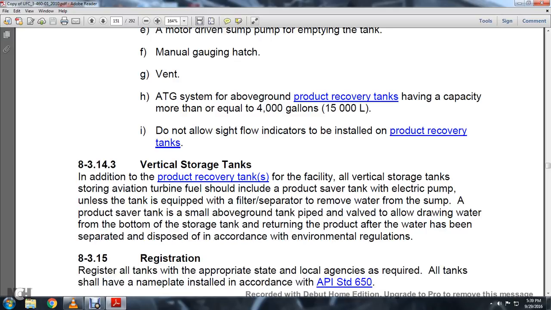83143 Vertical storage tanks. In addition to the product recovery tanks, the facility has all vertical storage tanks and storage of aviation turbine fuel included with the product saver tank with the electrical pump. Each tank is equipped with a filter separator to remove the water from the pump from the sump.